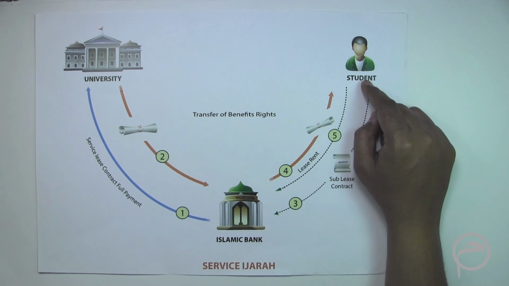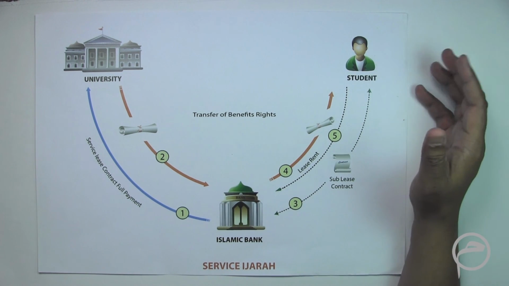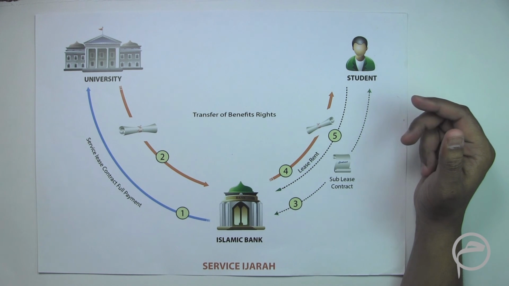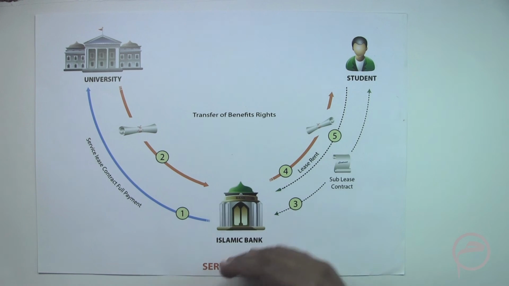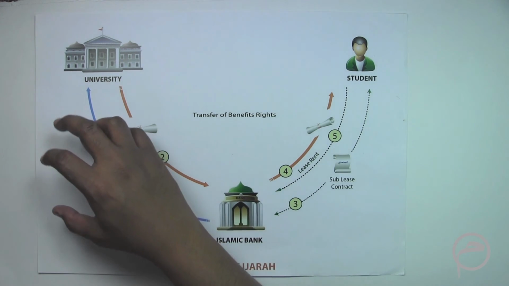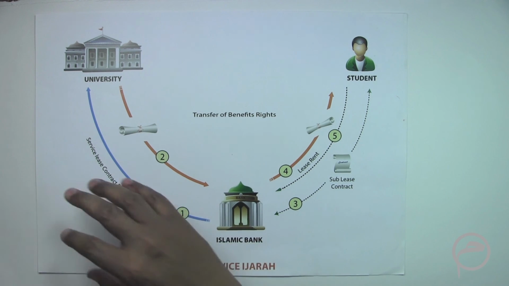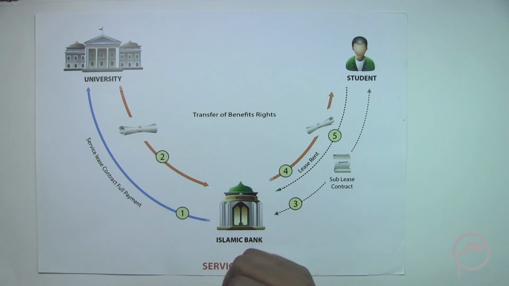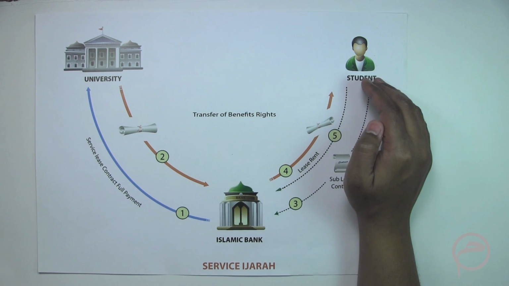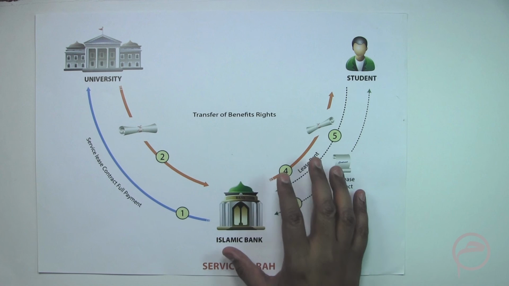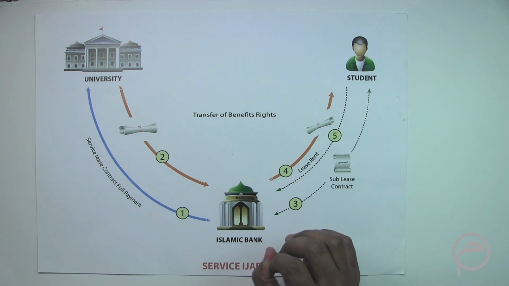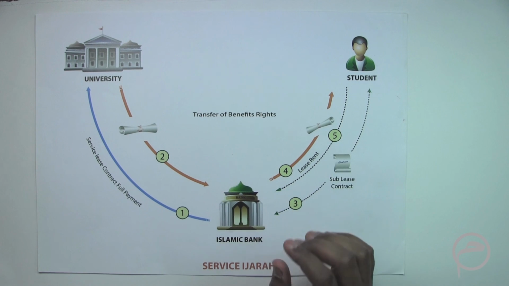So the idea is that service requirements like, as we have discussed, education, medical and travel, could also be financed by an Islamic bank. The Islamic bank hires those services, purchases those services, and then leases those services to its customer. So this is a way in which Islamic banks are financing services of different natures which are Sharia compliant.